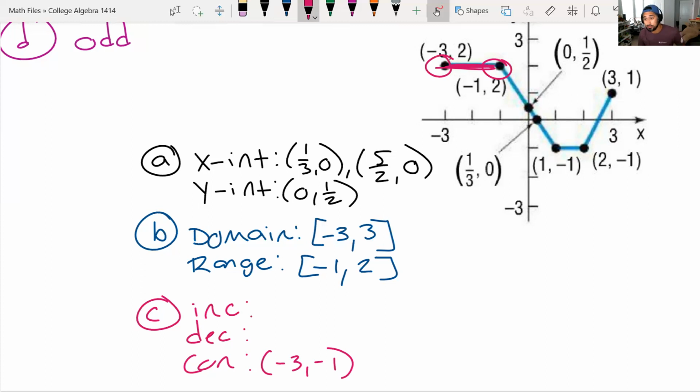Maybe I should put brackets. I'm not. I'm a rebel. This change is not good. All right.